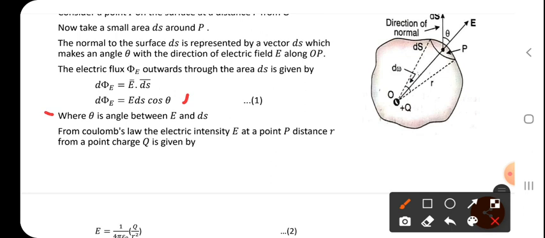Yes, from Coulomb's law, the electric intensity, meaning the electric field E at a point P at a distance r from a point charge Q, is given by.